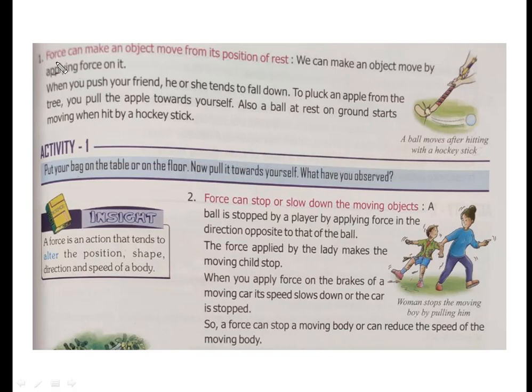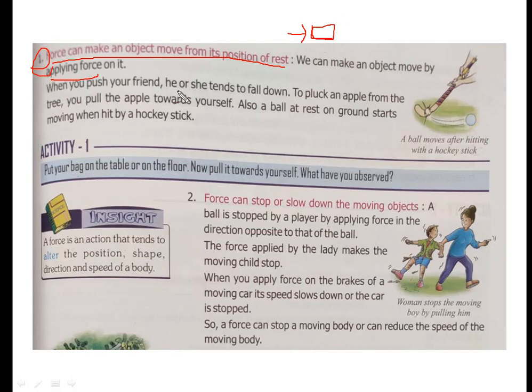The first one: force can make an object move from its position of rest. These red lines are important. Remember these lines. This one I have already discussed. Let's suppose this is a body or an object, whatever it is. If you want to move this, you have to apply a force, either by pushing or pulling. Then only this object will move. Otherwise, it is not going to move. So we can make an object move by applying force on it.